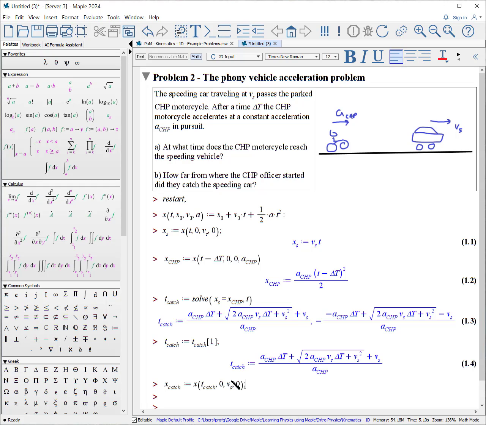Part B is pretty straightforward. Now that you know the time, apply the same formula.